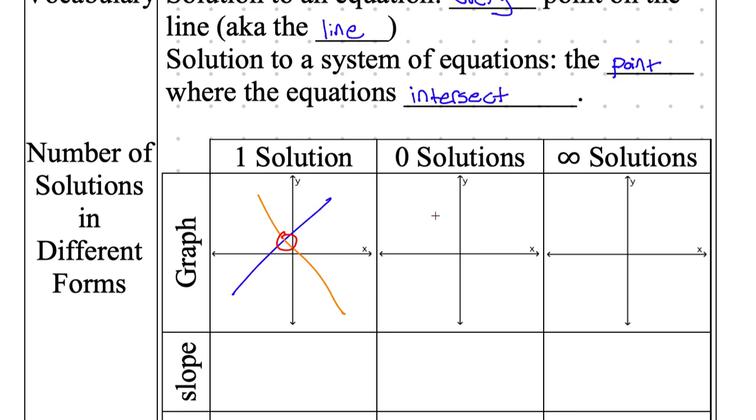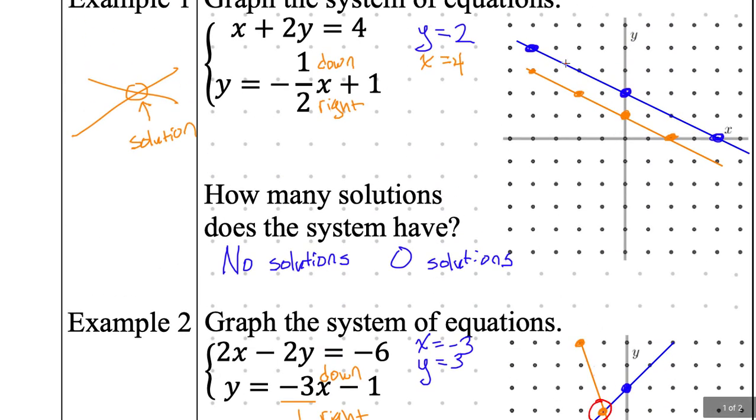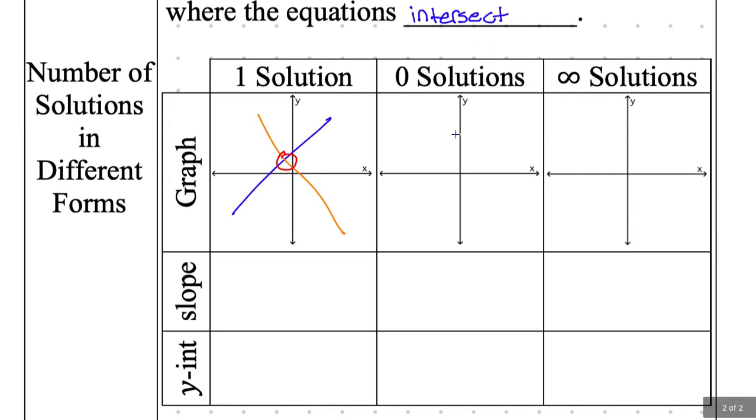We had an equation with 0 solutions already, and that's when they never cross, when they're parallel lines. So you can go ahead and do your best attempt to draw parallel lines. Maybe I can draw them a little bit slower. Oh gosh. And I get parallel lines.